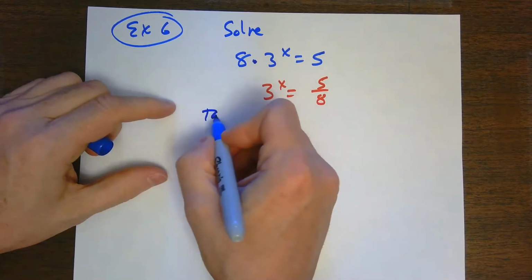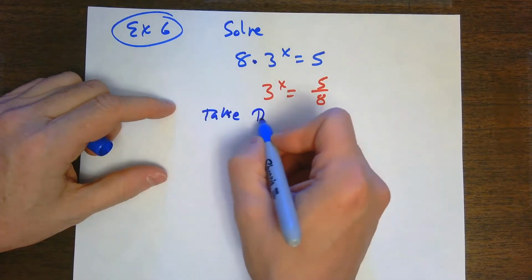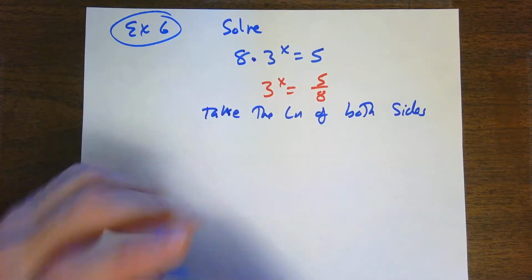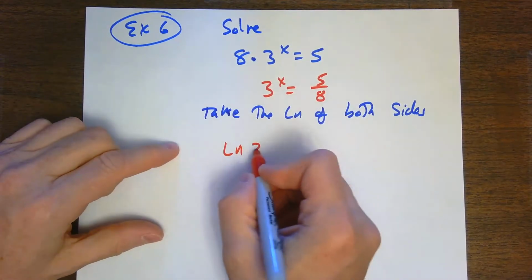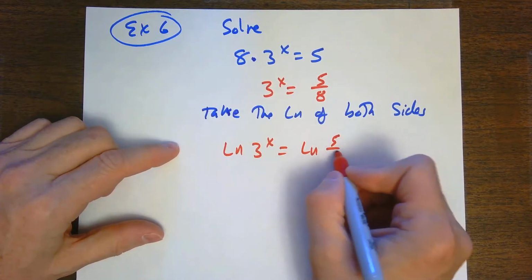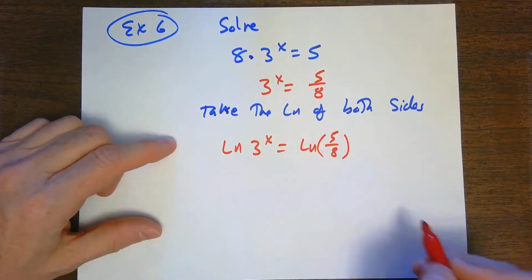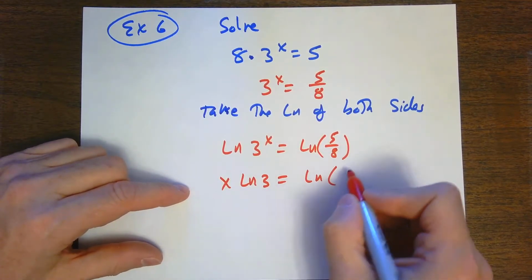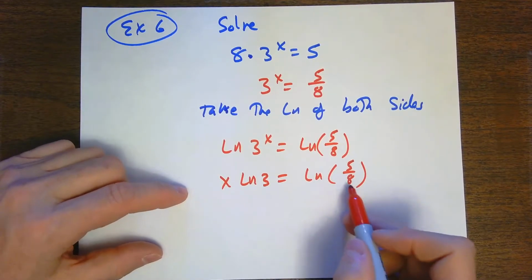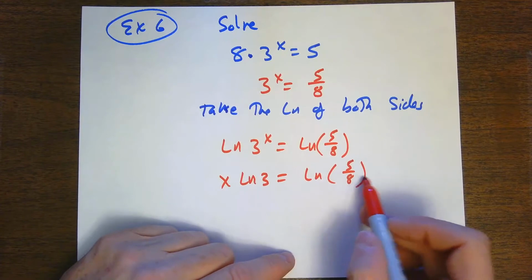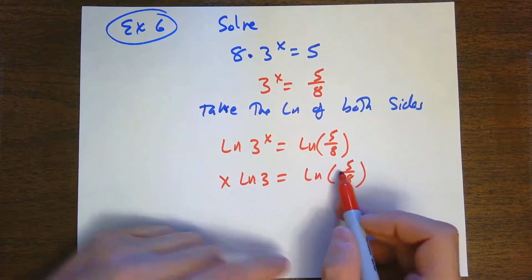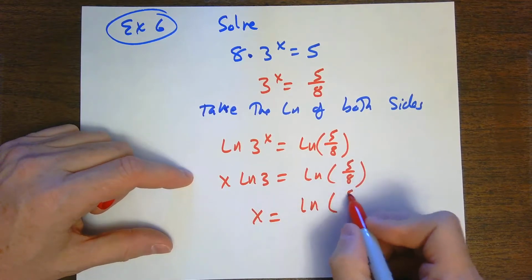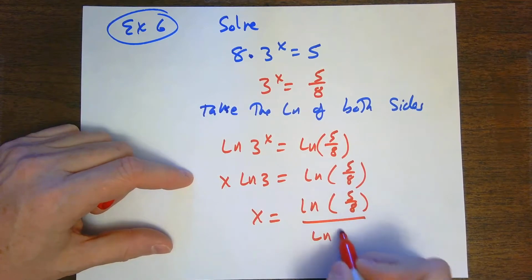We are going to take the natural log of both sides. And when I do, I'm going to have the natural log of 3 to the x equals the natural log of 5/8. Use properties of logarithms. x times the natural log of 3 equals the natural log of 5/8. This is the natural log of a quotient. I could rewrite it as the natural log of 5 minus the natural log of 8, but I don't want to do that. This is just going to be some number here. Natural log of 3 is just some number. Divide, and I get the natural log of 5/8 divided by the natural log of 3.